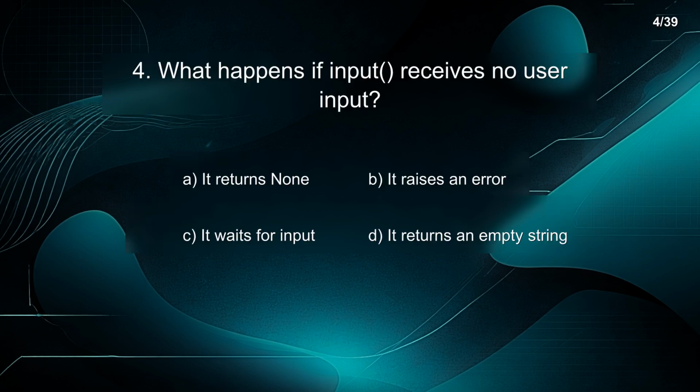Fourth question. What happens if input receives no user input? A. It returns none. B. It raises an error. C. It waits for input. D. It returns an empty string. Correct answer is C. It waits for input.